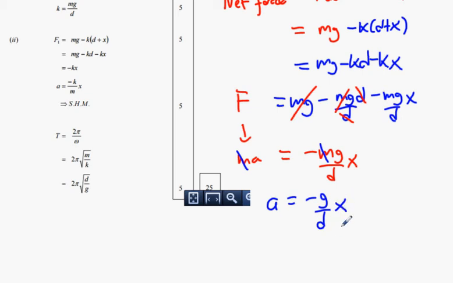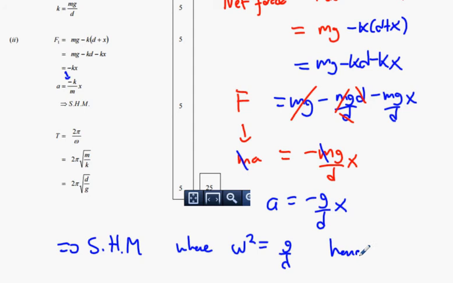So I can say this is simple harmonic motion. You can see the marking scheme: once you get acceleration equals minus something times displacement, just write down SHM. You don't even have to go on a big long spiel about it. Just say simple harmonic motion. I myself will always say where omega squared equals g over d, hence omega equals the square root of g over d.